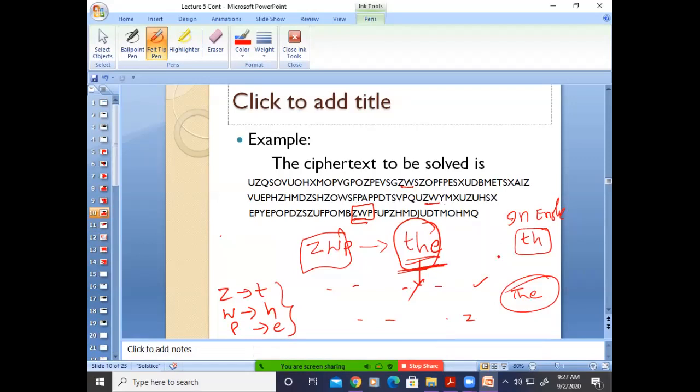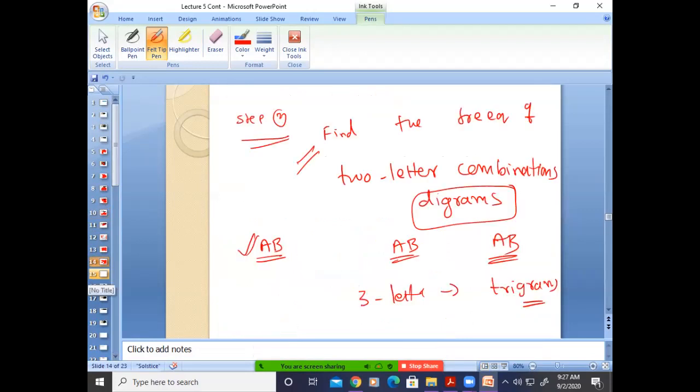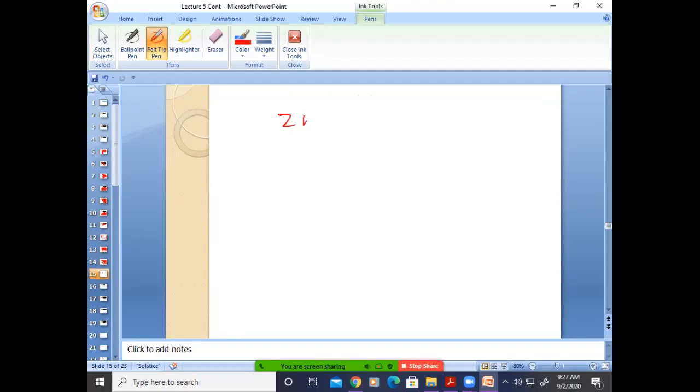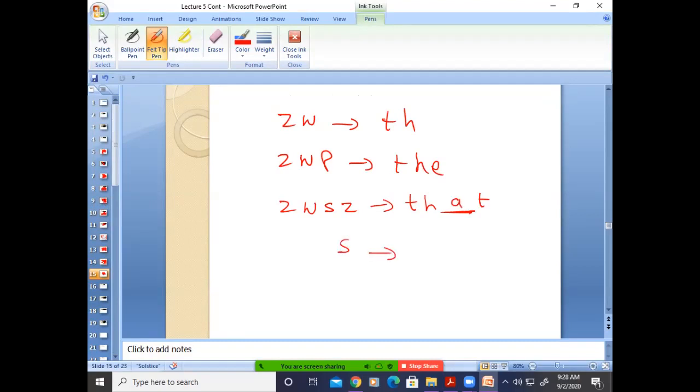Now if we see ZWSZ, ZWSZ. So we got what? ZW means TH, ZWP means THE, and ZWSZ. So what is that meaning? THT. So what can this letter be? A. It should be A. So that means S will be replaced by A in the plain text. So this is in the ciphertext and this will be in the plain text.